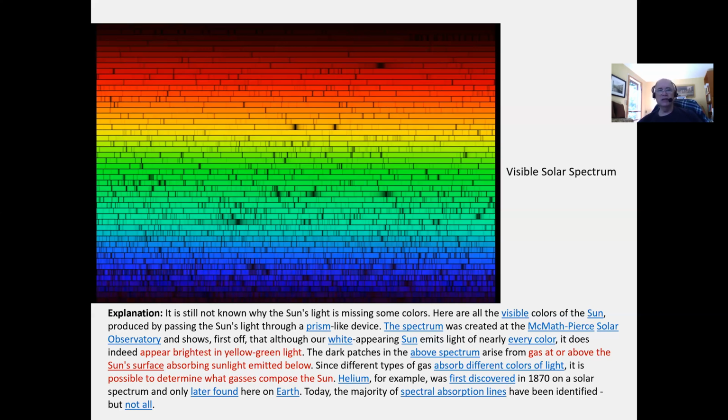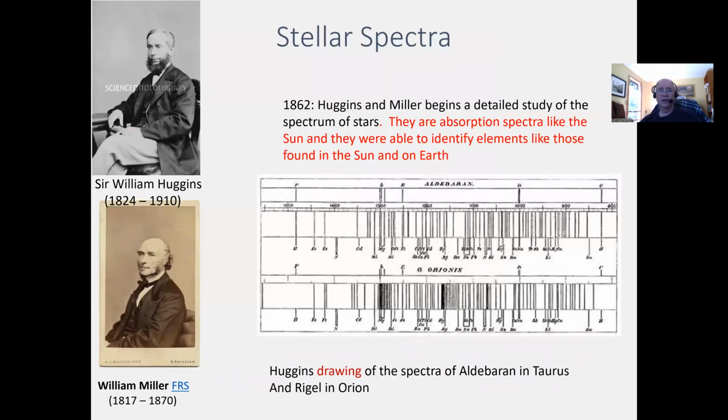So you can see this is a whole science in itself, the study of the sun spectra. Because the more we learn about the sun spectra, the more we can learn about stellar spectra. And that's where we go next. Okay. It took a while before people could make a spectra of a star.